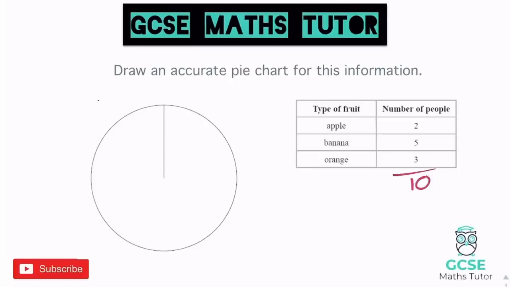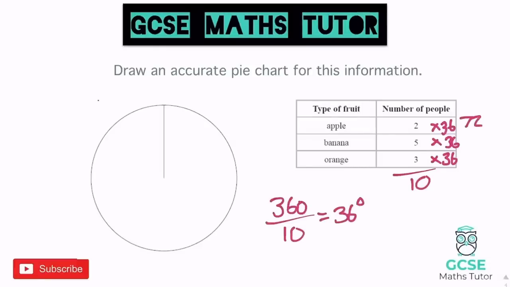So whatever that number adds up to, I can do 360 divided by that number, and it tells me that each person here represents 36 degrees. So all I want to do is times the amount of people by 36 in each scenario, and that will tell us the amount of the degrees I need to draw in my pie chart. So 2 times 36 is 72, 5 times 36 is 180, and 3 times 36 is 108.